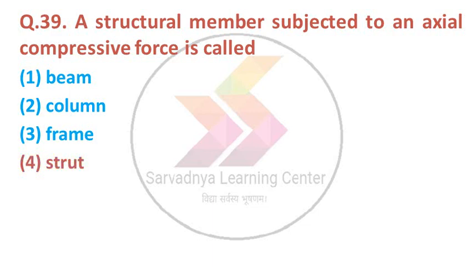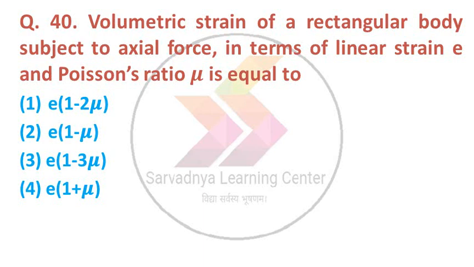Next question. Volumetric strain of rectangular body subjected to axial force in terms of linear strain E and Poisson's ratio mu is equal to option 1 E in bracket 1 minus 2 mu, option 2 E in bracket 1 minus 2 mu, option 3 E in bracket 1 minus 3 mu, option 4 E in bracket 1 plus mu. The correct answer is option number 1, E in bracket 1 minus 2 mu.